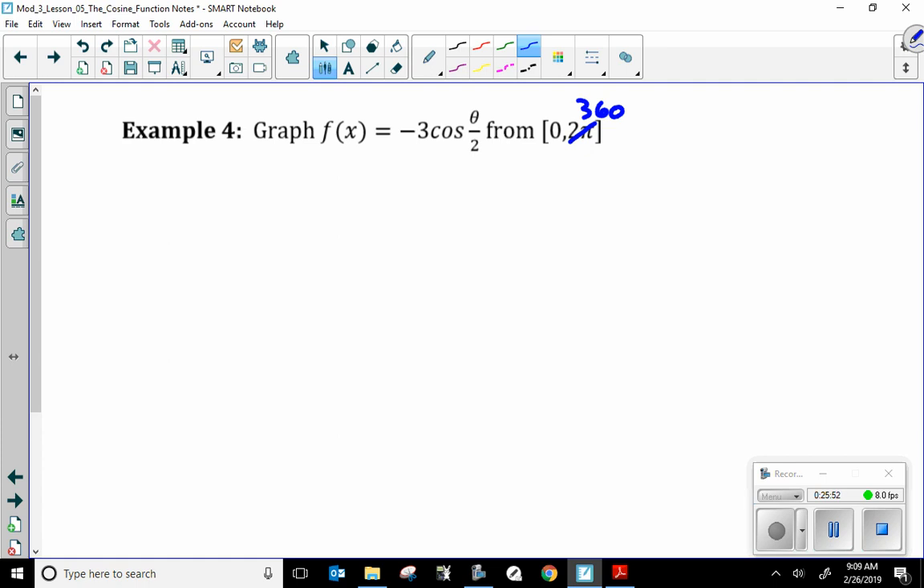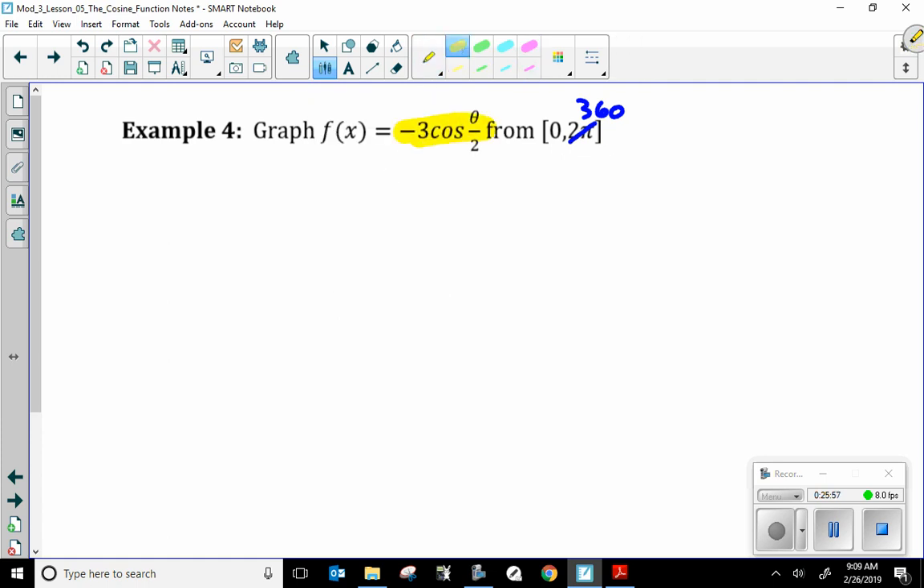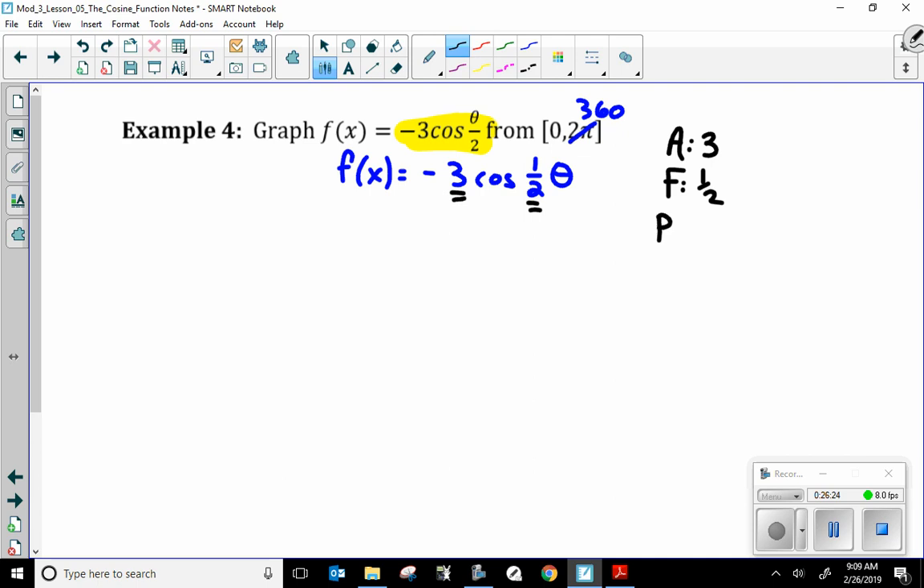So the first thing I'm going to do is, this kind of looks intimidating the way it is right here. We got a fraction, a negative, and the whole thing. I'm just going to rewrite it, okay? I'm going to say f of x equals the negation of 3 cosine of 1/2 theta, okay? Now, to me, it's less intimidating. My amplitude is 3. My frequency is 1/2. My period is 360 divided by 1/2.